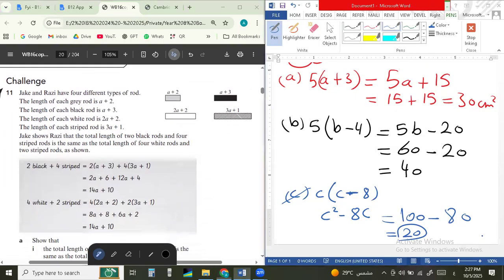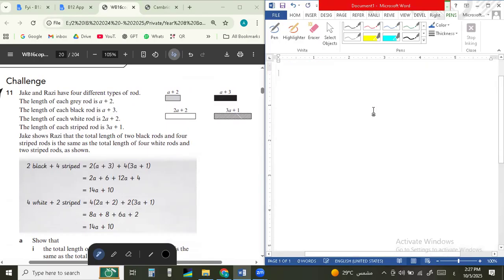Next page here says to you, let's first erase this. Jake and Razzie have 4 different types of rod. The length of each gray rod is A plus 2. The length of each black rod is A plus 3, and so on. So they have gray, black, white, striped. Jake shows Razzie the total length of 2 black rods and 4 striped rods is the same as the total length of 4 white rods and 2 striped rods.